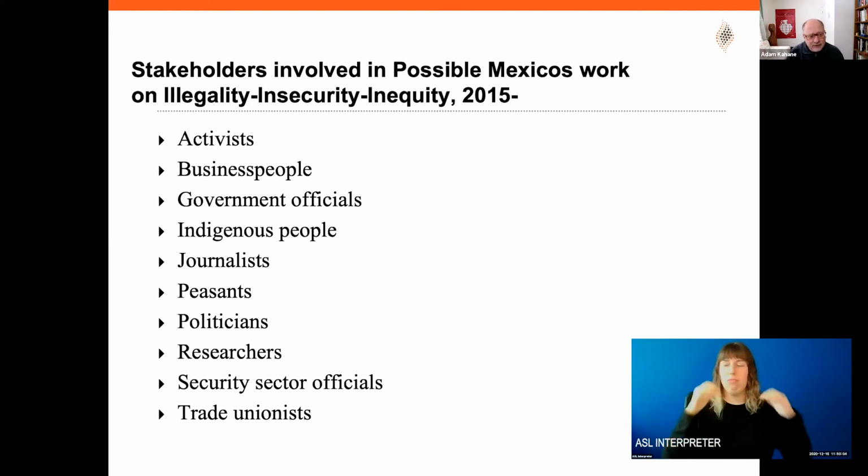The task of this group was, what can we do together to tackle what they called the 3 I's: illegality, insecurity, and inequity. I have about a dozen photographs of that team working together. We've been working with them over these 5 years, and I thought it would give you a bit of a flavor of at least what I mean by multi-stakeholder collaboration.